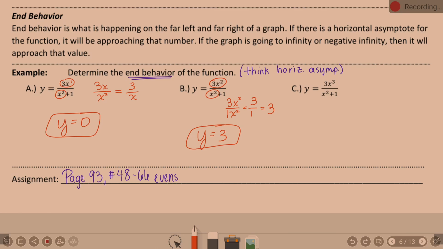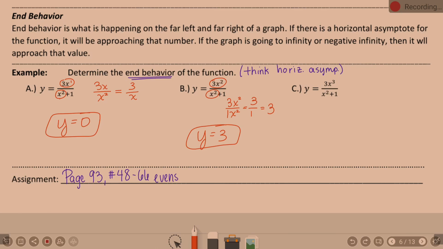Okay, C. Y equals 3x to the third over x squared plus 1. What are the thoughts? I'll let you answer. My thoughts are that the biggest power is on top, thus meaning there is no horizontal asymptote. Okay, good job, Logan.